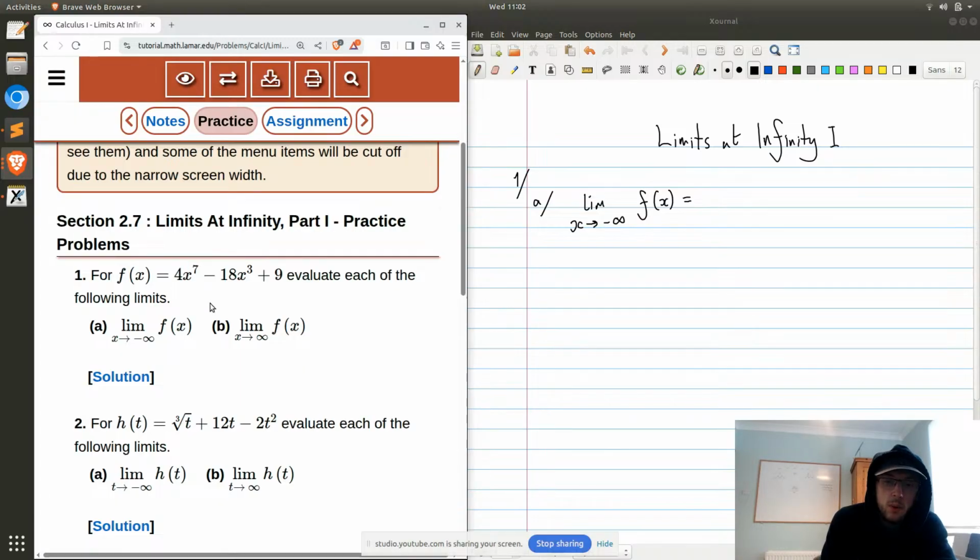Now, what happens when I raise a negative number to the power of 7? I get a negative number back. This is true if you raise a negative number to any odd power. And so this number here, 4x to the 7, as I make x closer and closer to negative infinity, this is going to get closer and closer to negative infinity itself. And so that's its limit.